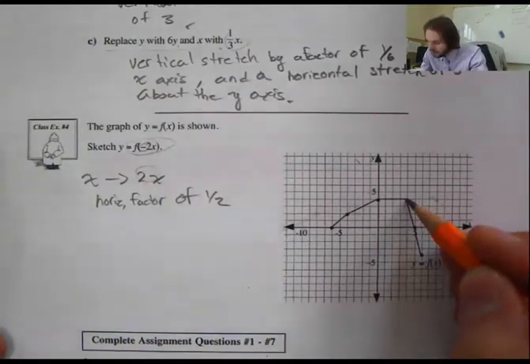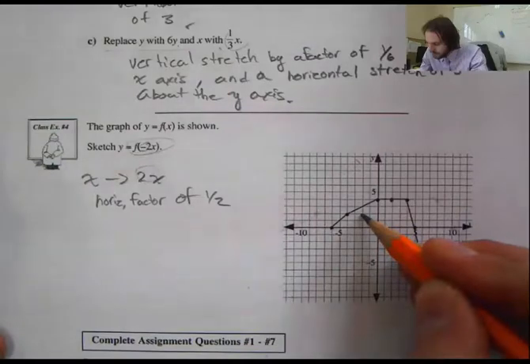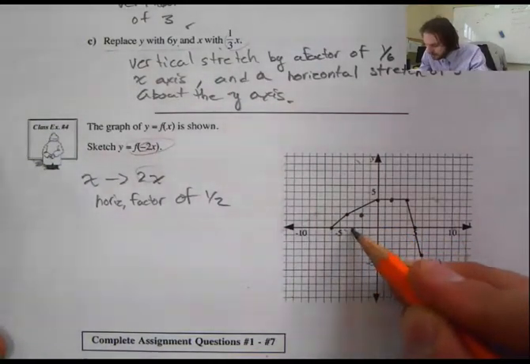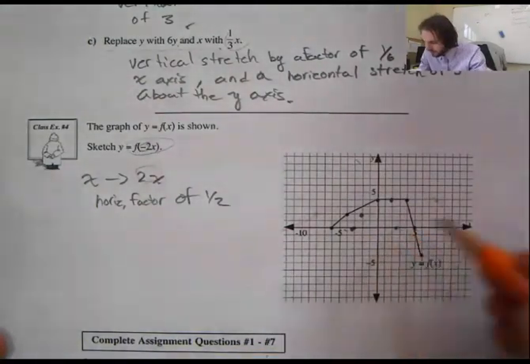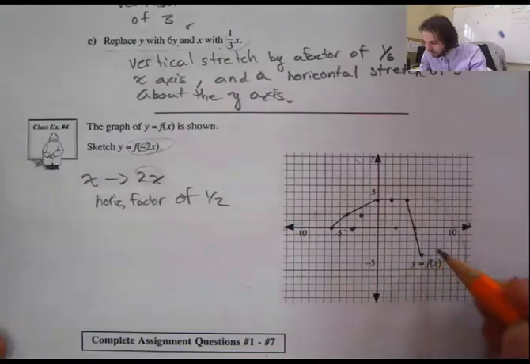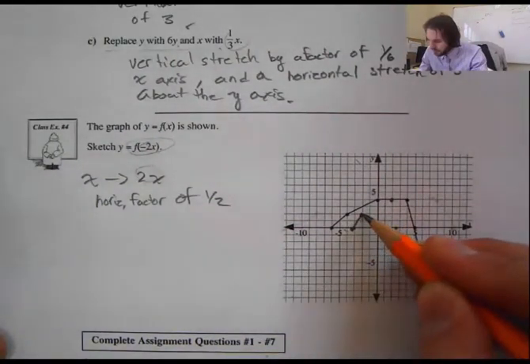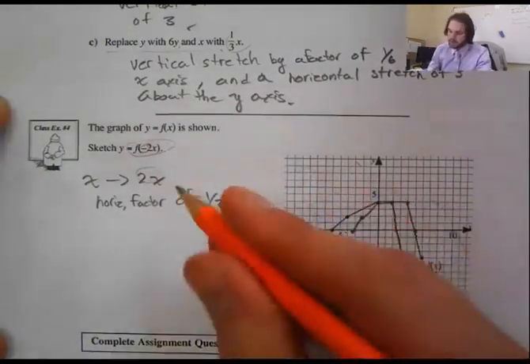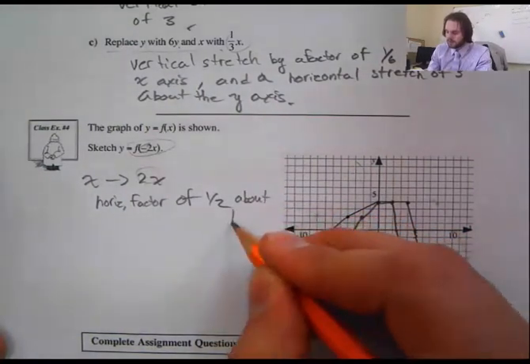So this right here is going to end up being there, right? This here is going to only be there. This point here is going to be 3 away. What about this point here is going to be 2.5. This point here is going to be 3 away. So my new shift will look like this. That's a horizontal stretch of 1/2 about the y-axis.